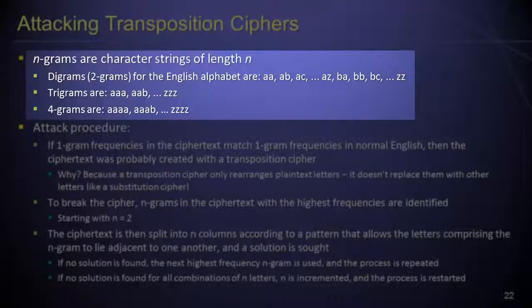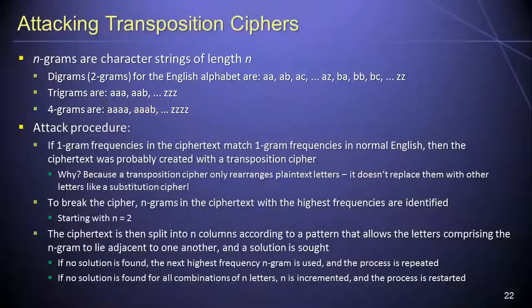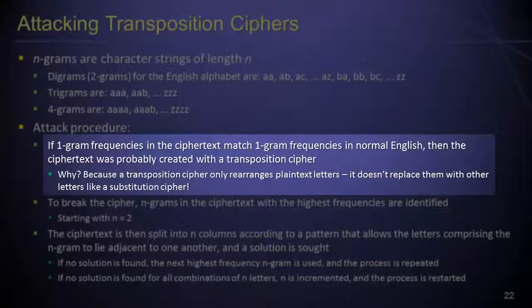The set of trigrams or 3-grams would be AAA, AAB, AAC, and so forth up through ZZZ. The set of tetragrams or 4-grams would be AAAA, AAAB, and so forth up through ZZZZ. If the unigram or 1-gram frequencies in a ciphertext message match the 1-gram frequencies in normal English, then the ciphertext was probably created with a transposition cipher. Why? Because a transposition cipher only rearranges plain text letters. It doesn't replace them with other letters like a substitution cipher.